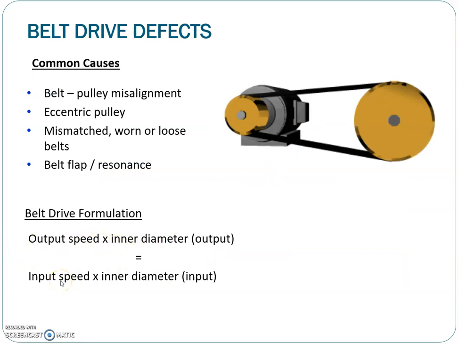Defects in belt drive usually fall under non-synchronous vibration components. Common defects in belt drive are belt pulley misalignment, eccentric pulley, belt flap or resonance, and mismatched, worn, or loose belts. The belt drive formulation is derived as output speed times the inner diameter of the output is equal to the input speed times the inner diameter of the input.